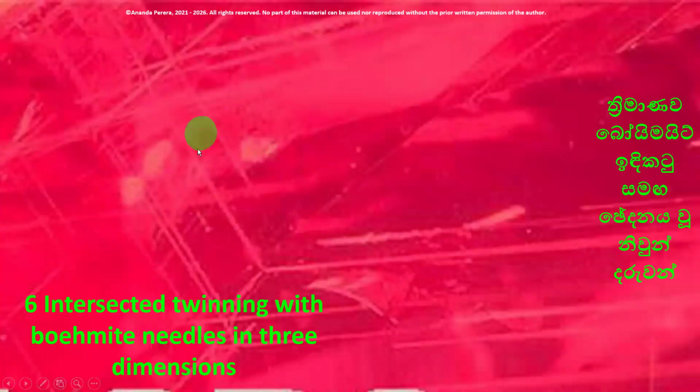The same thing in another way. Look at the twinning, intersected twinning, and the needles. These needles are bohemite needles. Bohemite needles, 120 degrees in 3D. Intersected twinning with bohemite needles. These needles are rutile needles, rich with bohemite.